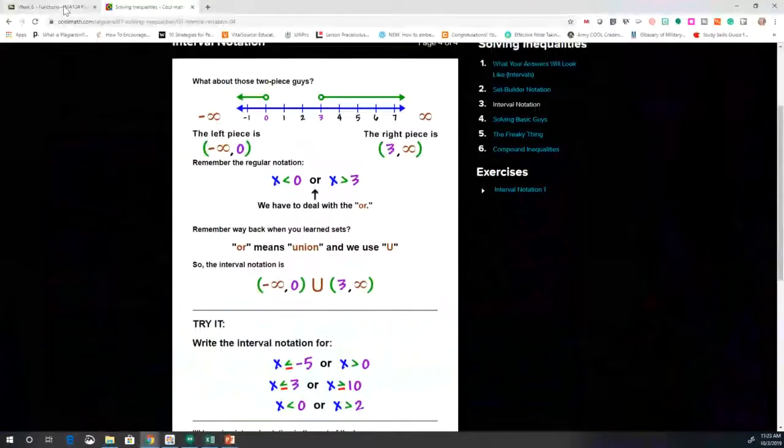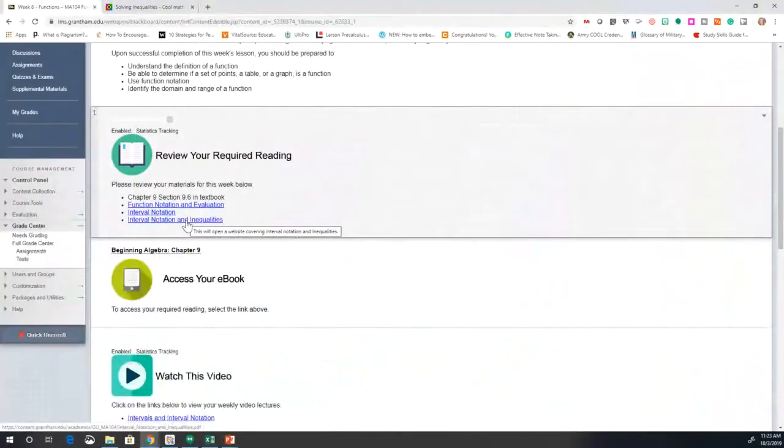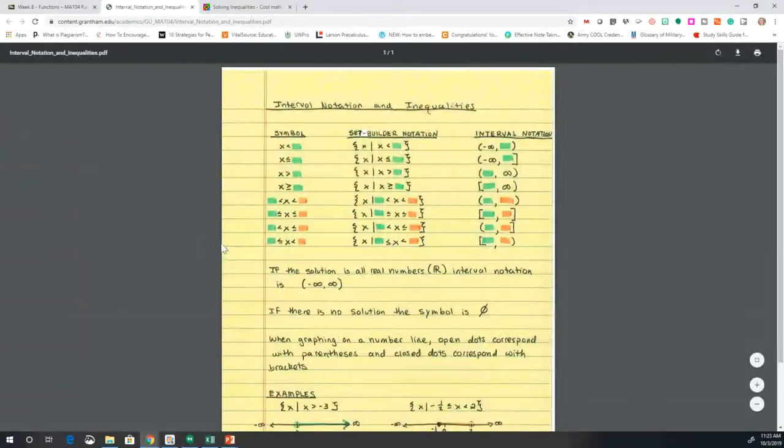Pulling that back up. The second one says interval notation and inequalities. I believe this is the one I created. Yes, so this is the one that I created. So I put the symbol, whether something is less than or greater than. I used X, but if you're doing range, it's Y.